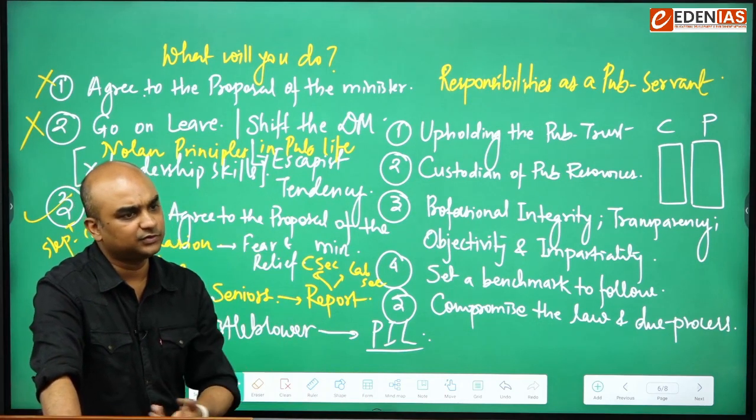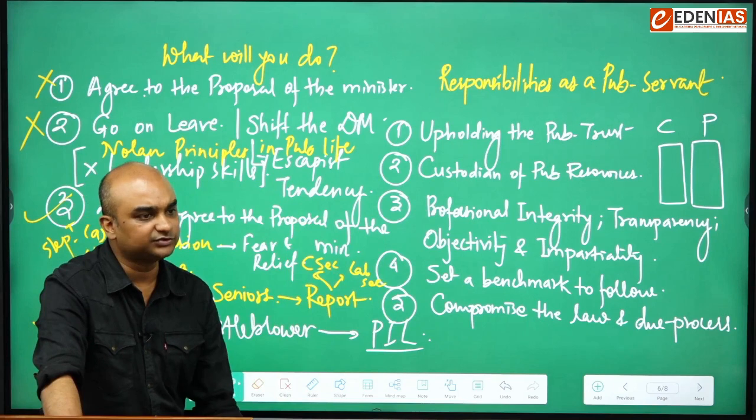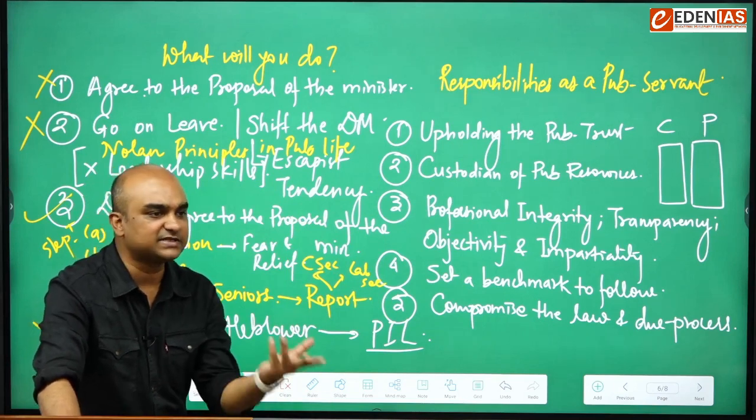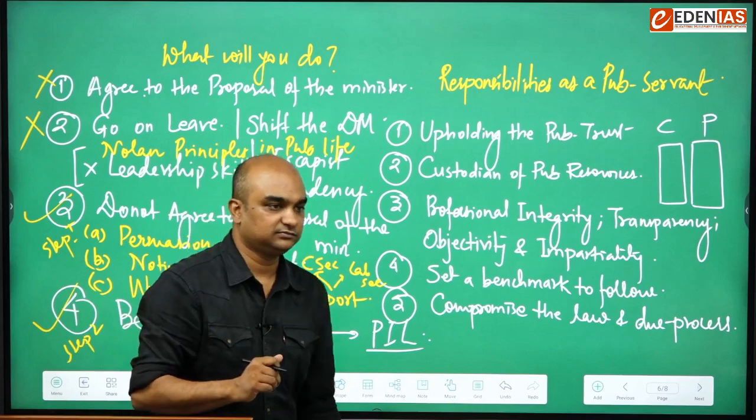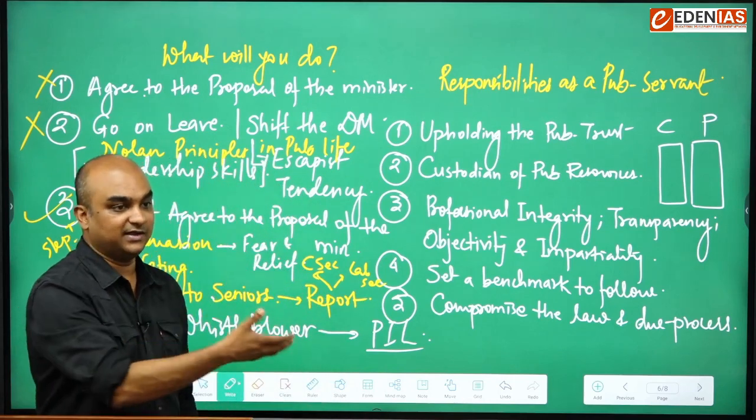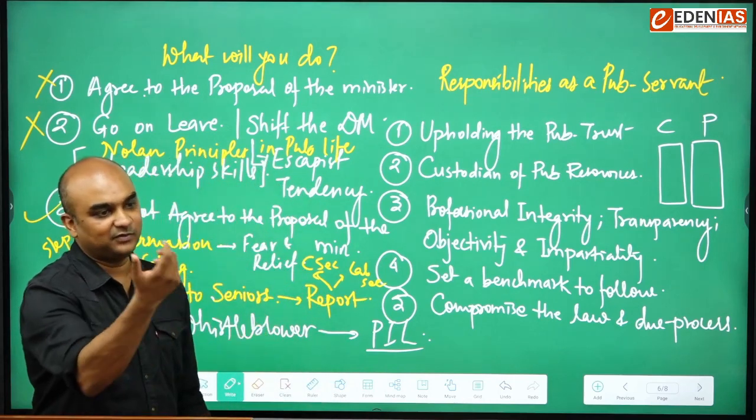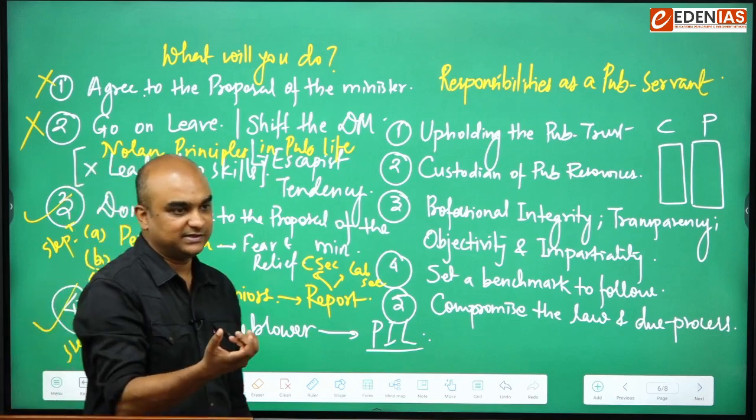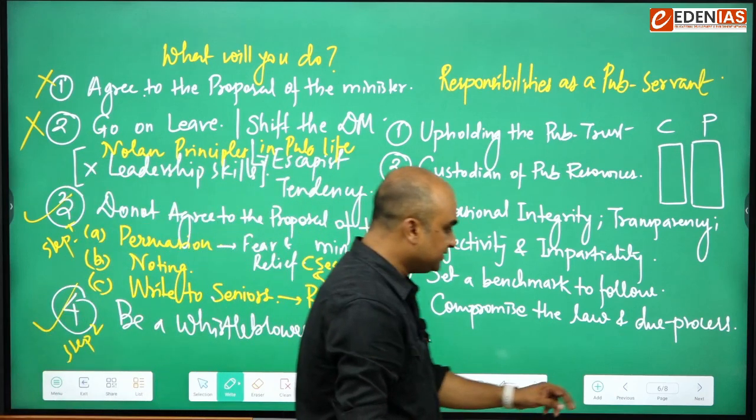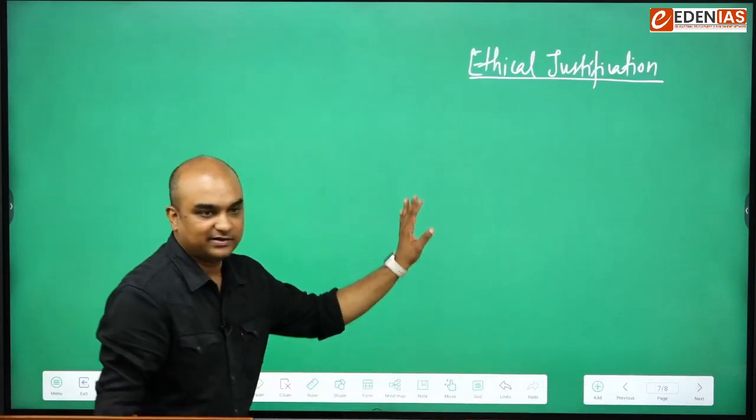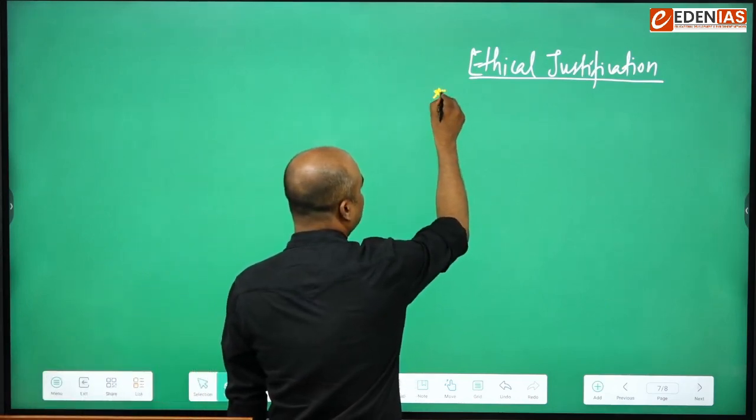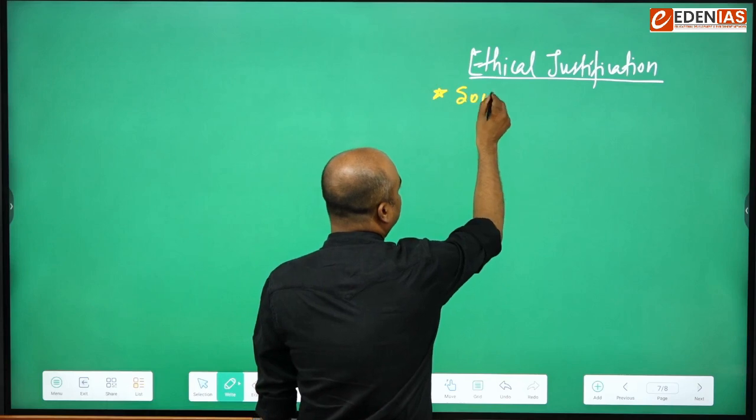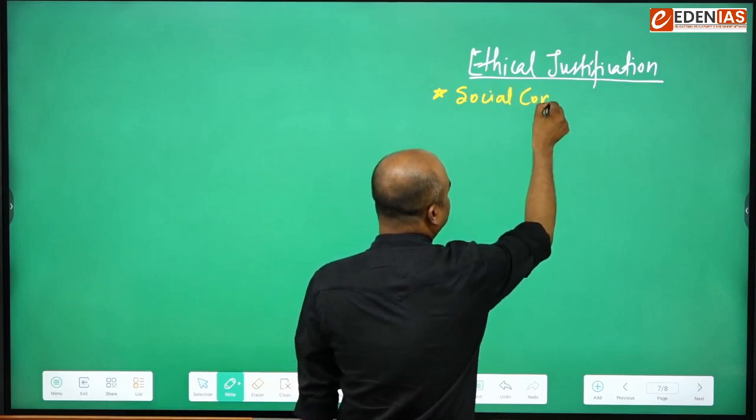To anybody, you can just write a letter to any media house. Do you get that? Anonymous letter. No need of highlighting who you are, because anonymity has to be maintained in whistleblowing. Otherwise, people will come after you. All those with vested interest will start hunting you. So let's see what are the ethical justifications. First could be social contract.